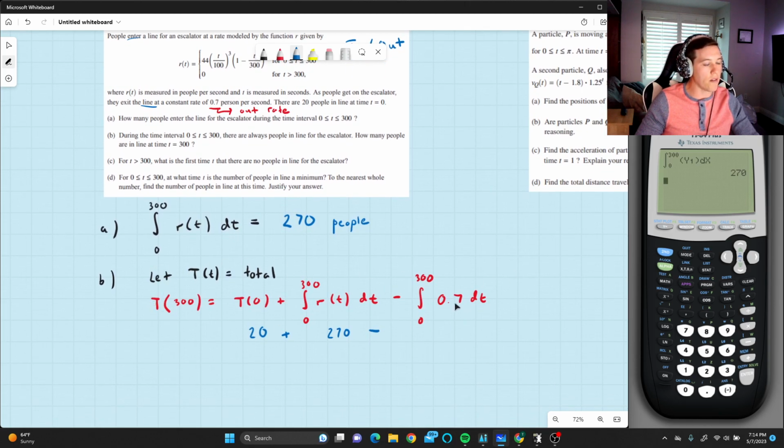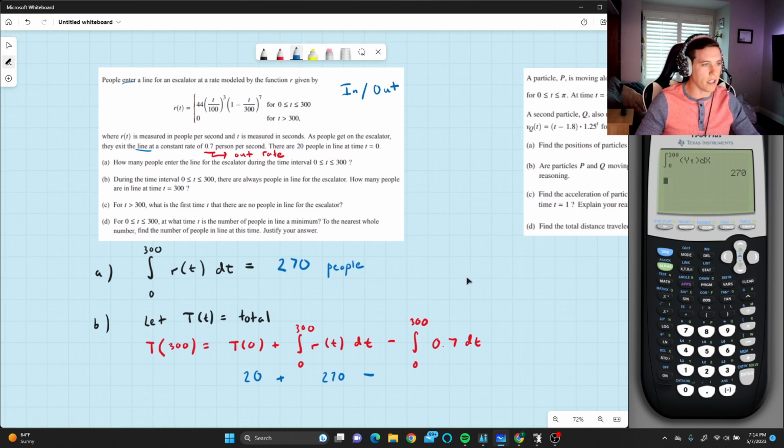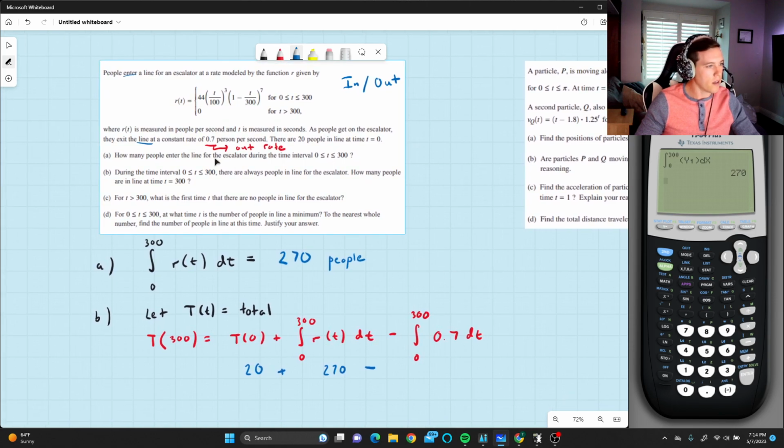So if it's a rate function, I guarantee you're going to be accumulating somewhere to find a total if they're giving you a rate. If it's a single rate, you don't have to do in minus out. If it's two rates, in minus out, do in minus out. And if it's two in rates, then it would be plus and plus. Never seen two in rates, but I guess that could be a thing.